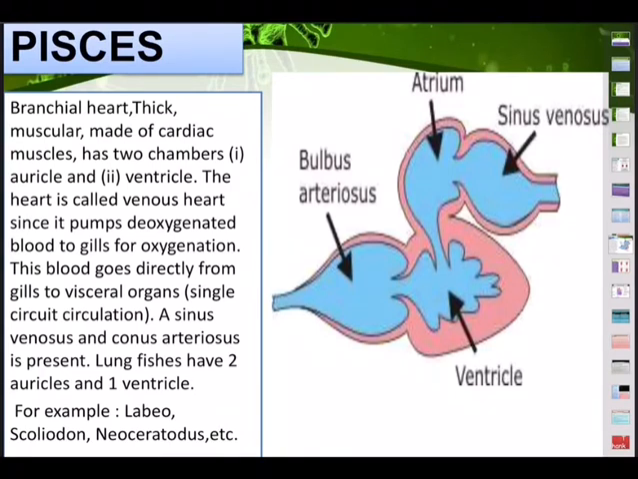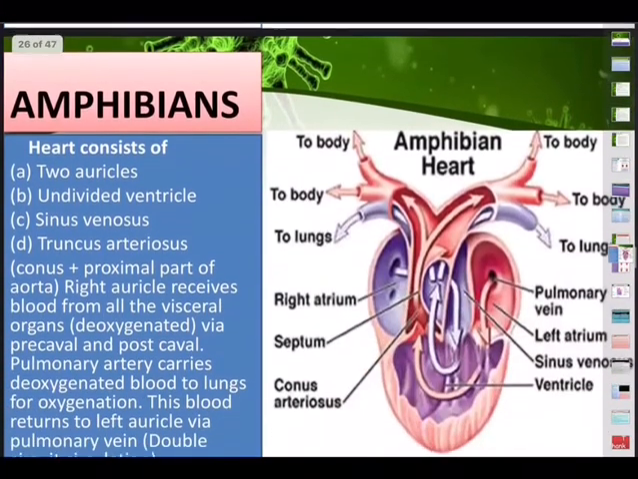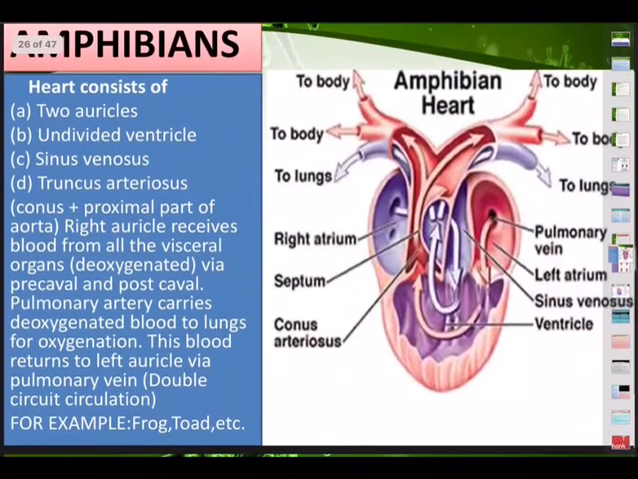And the lung fishes have two auricles and one ventricle, for example Labeo, Scoliodon, etc. When we move on to the next one, amphibians, the heart consists of two auricles and one ventricle. That means one chamber is extra added. In the previous one, it was only 1 plus 1, one auricle and one ventricle. Now it is 2 plus 1, two auricles and one ventricle. And of course, sinus venosus and truncus arteriosus. These are the tubes through which the blood gets supplied.